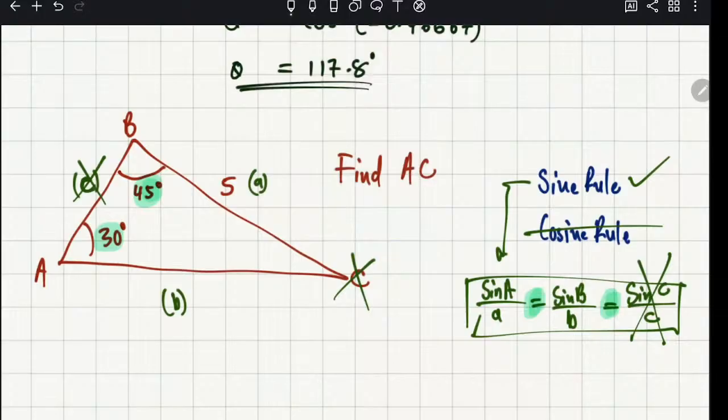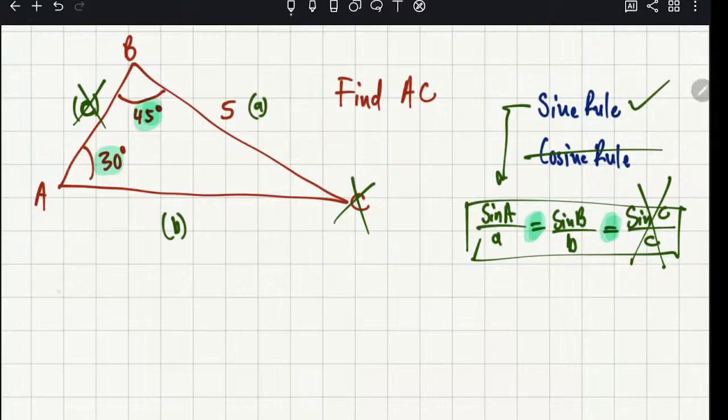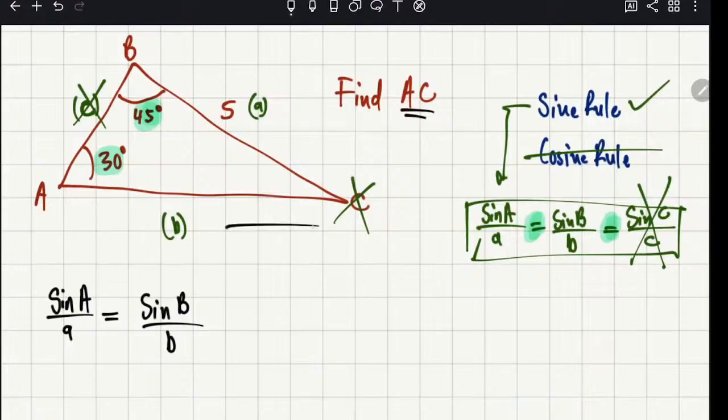Sometimes it can have A and C. Sometimes it can have B and C. It just depends. So here it has A and B. So we now write sine big A over small a should be equal to sine big B over small b. Now, everybody can see that we are looking for small b, because that's the side AC. Side AC is small b.